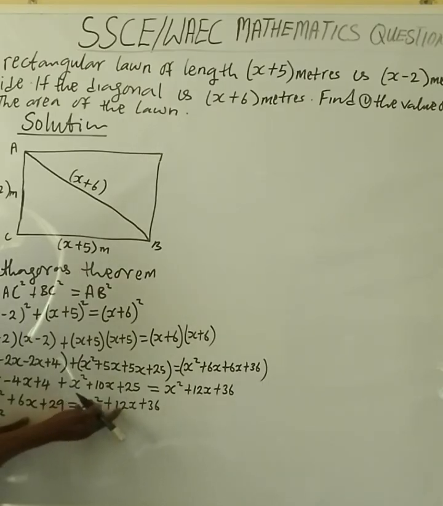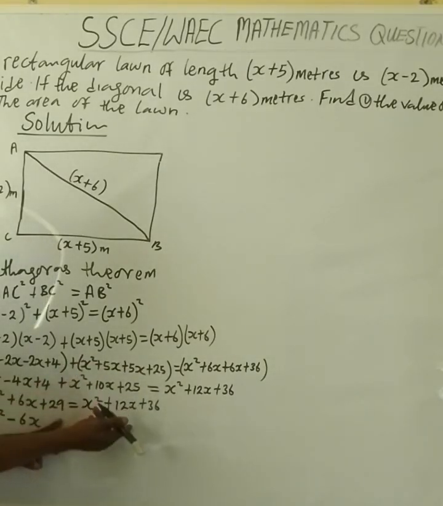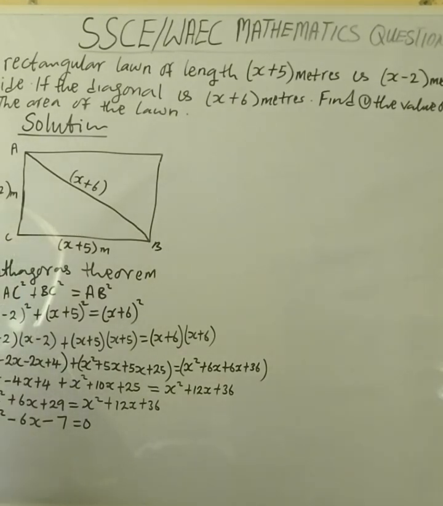Then now, we are bringing this one here. It will now turn to 6x minus 12x. So we have minus 6x. Are we together? Then now, when we bring this one here, it will turn to minus 36. 29 minus 36 will give us minus 7 equals to 0. Are we together now? So having done that, we have gotten a quadratic equation.